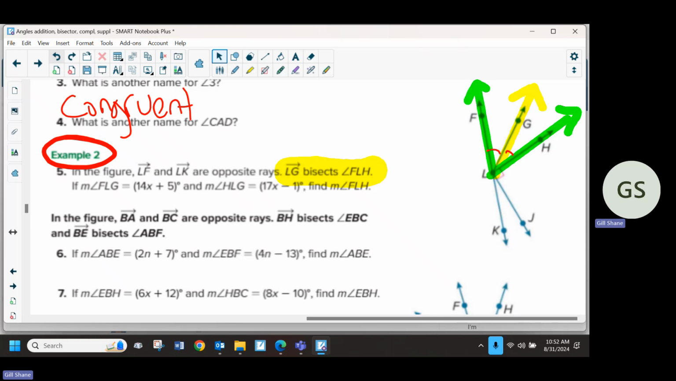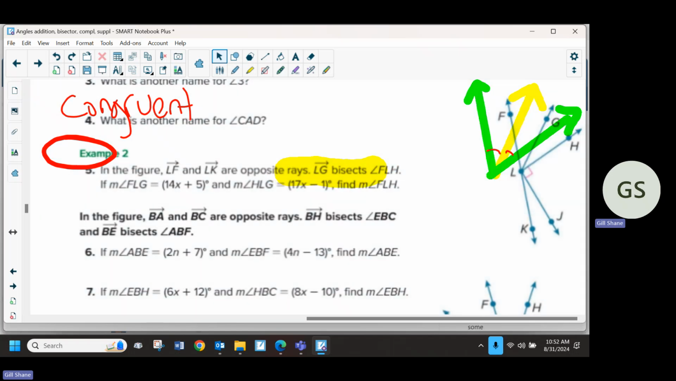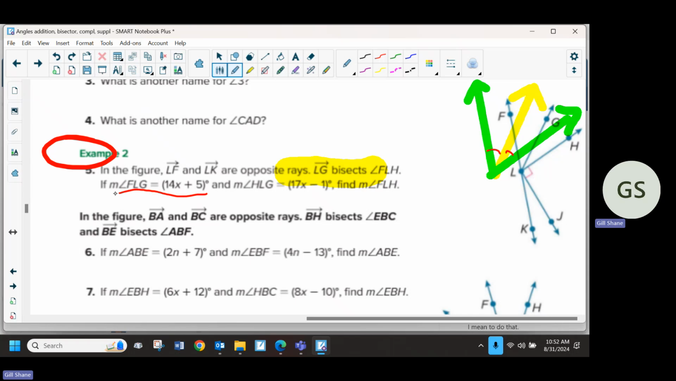I'm going to try to write this in. It may not work super well. I'll do it this way because this is the way you will see it. So angle FLG, which is the left angle, the angle with the far left green and then the middle yellow, it tells me right here. It gives me some information.